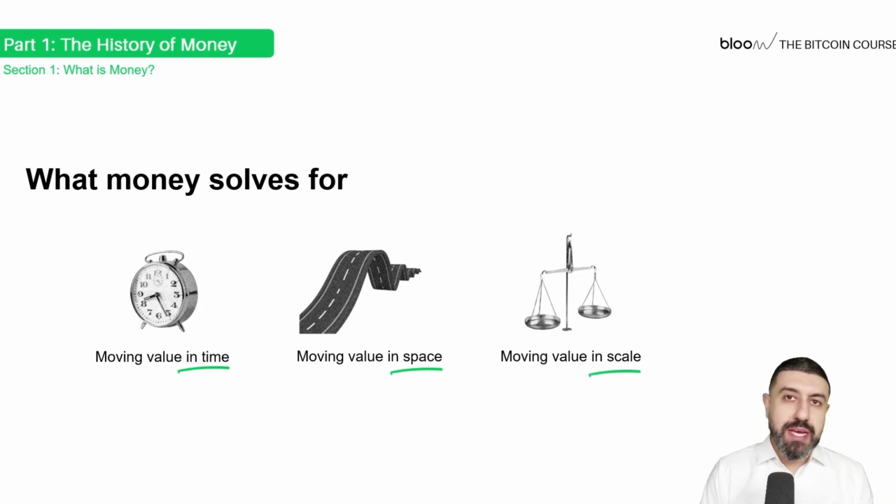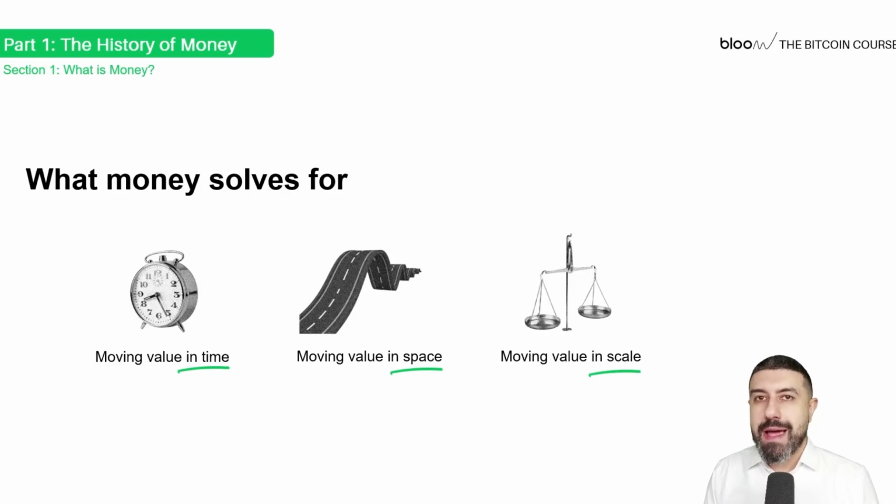And you can imagine the difference between a barter system and money. In a barter system, it's hard to move value in space, depending on what you have. It's hard to move it in time because something might just go bad. It's hard to move value in scale. If you have a shoe, you can't cut it in half and just exchange half of it. Money solves all of these issues.